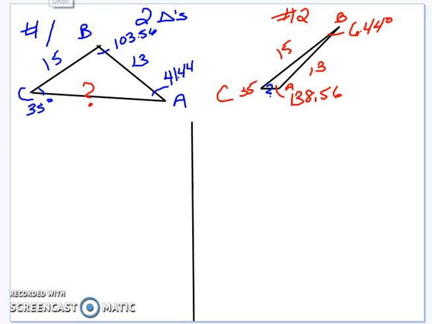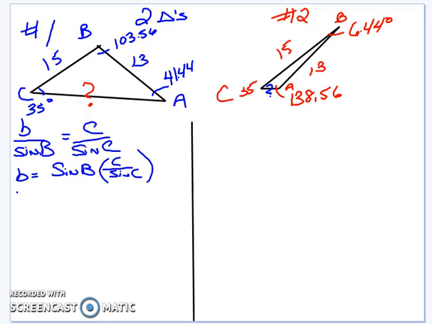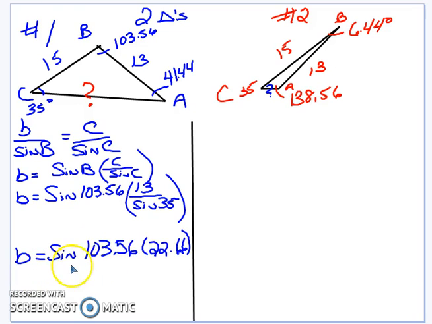So let's do number 1 first. So we attack it with sine law again. So we have to use our angle B up here. So side b is what we're looking for. So b over sine B, and I'm just going to use c over sine C. I manipulate my equation, so b is equal to sine b times c over sine C, fill in my values, and calculate this out. So I end up with b is equal to sine of 103.56 times 22.66. That's what this ratio works out to. So b, or this side here, is 22.03.